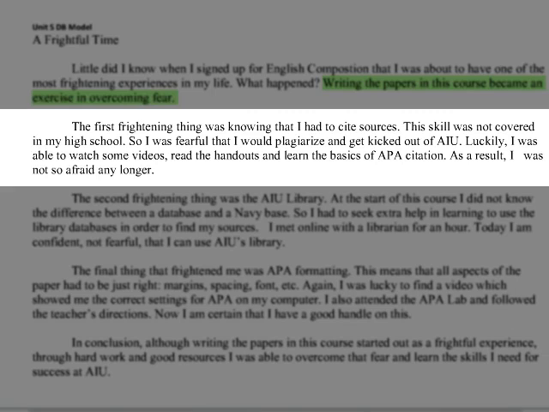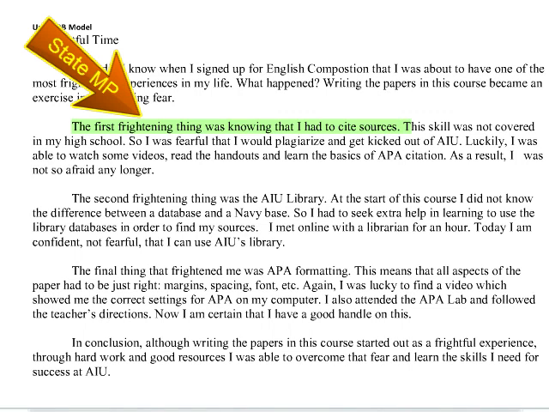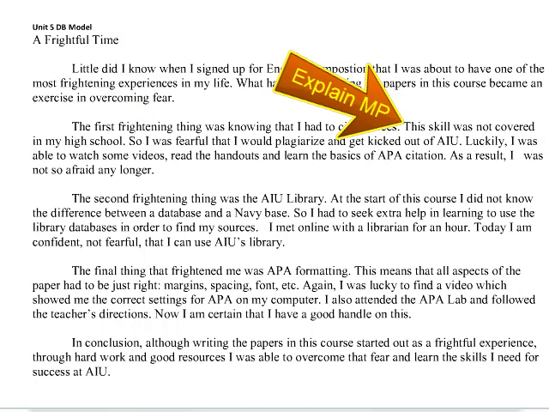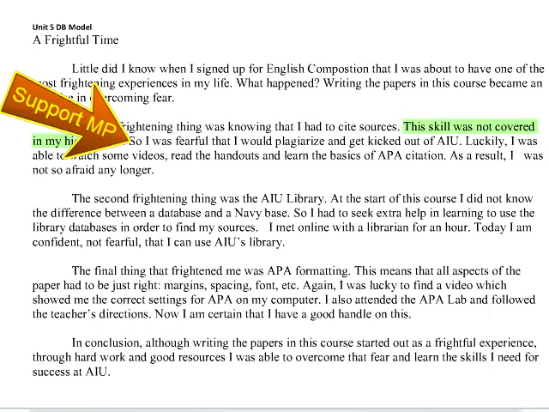The first frightening thing was knowing I had to cite sources. State the main point. Now explain the main point. This skill was not covered in my high school. Now support the main point. So I was fearful that I would plagiarize and get kicked out of AIU. Obviously, that is a real fear.